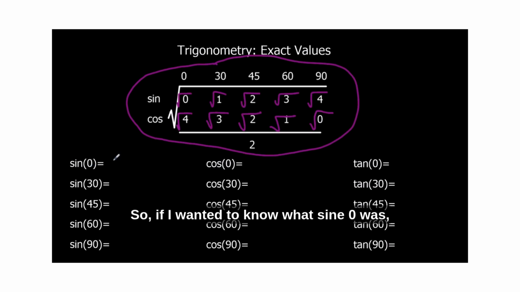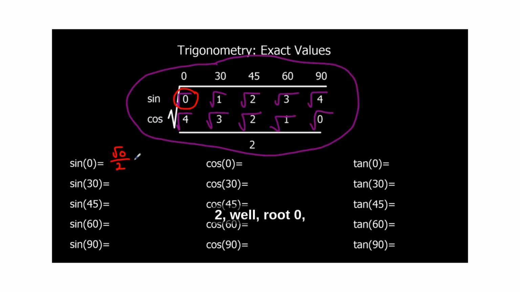If I wanted to know what sine 0 was, I meet sine and 0. So I go along sine, find out where 0 is, and see what I've got. So sine 0 is root 0. If I write root 0 over 2, well, root 0, what multiplies by itself to make 0 is 0. So that's actually 0 over 2, and half of 0 is 0. So sine 0 is 0.